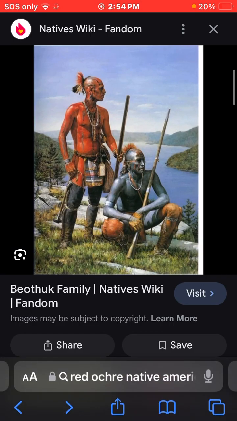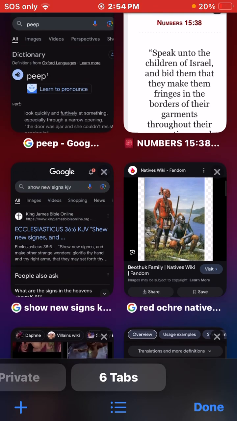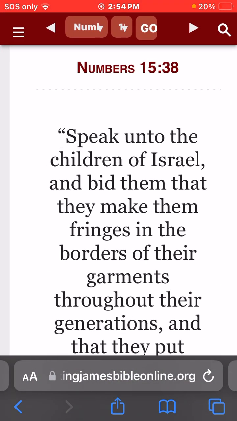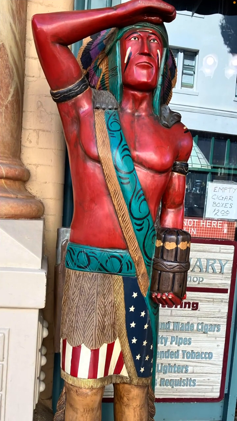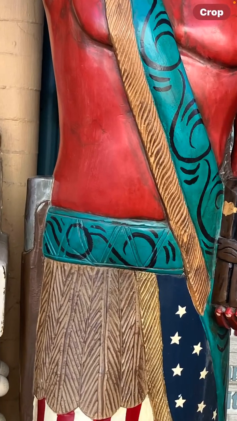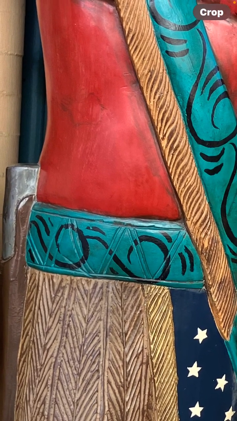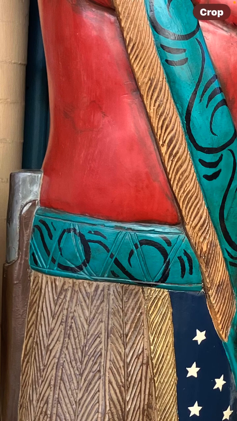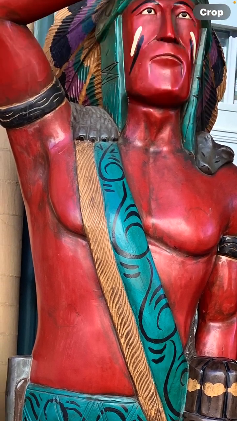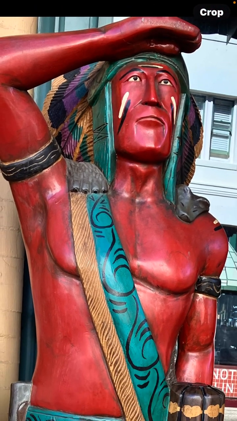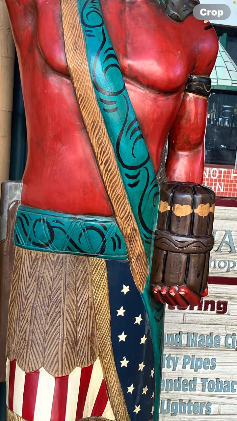So I just wanted to give you, brothers, a brief history, and let's just get back to the point. This is Numbers 15:38. Speak unto the children of Israel, and bid them that they make them fringes in the borders of their garments throughout their generations, and that they put upon the fringe of the borders a ribband of blue. Now, you don't really see the ribband of blue, but you do see a color known as, I think it's pronounced turquoise, if that's how you pronounce it. But you still see some type of blue around Gad, and even amongst his feathers from his covering on top.